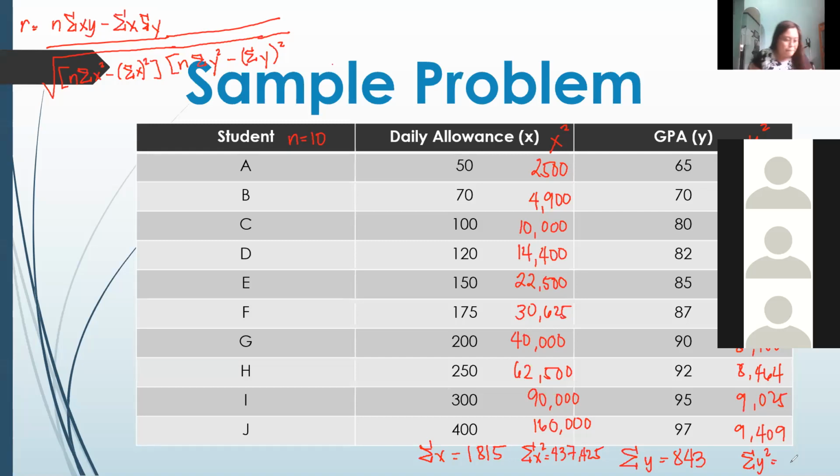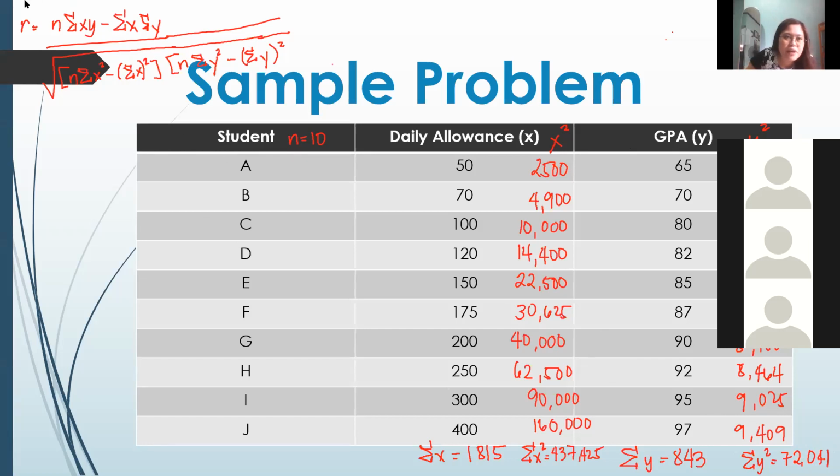72,041. It's the summation of y squared. Then we still lack something, class.